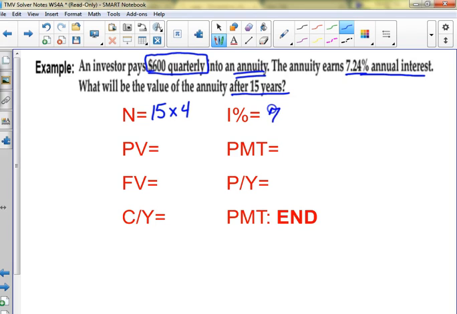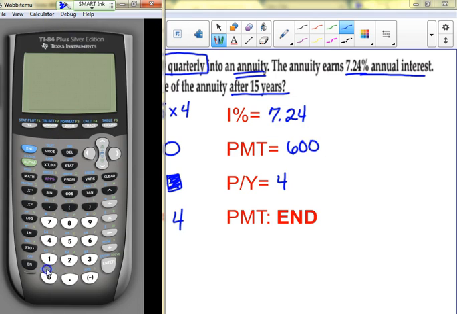The interest rate, we're going to put 7.24. Do not move the decimal over. The present value, we're going to start with nothing in the account, and we're going to make payments of $600. The future value is what we want to find, so we're eventually going to put our cursor in that spot and ask it to solve. Payments per year and compoundings per year, we're going to put 4 because it said quarterly. FV is where we're going to put our cursor and tell it to solve for that amount in a minute.